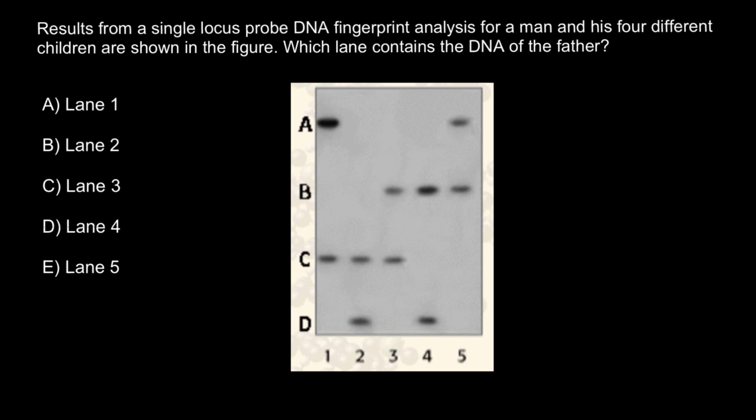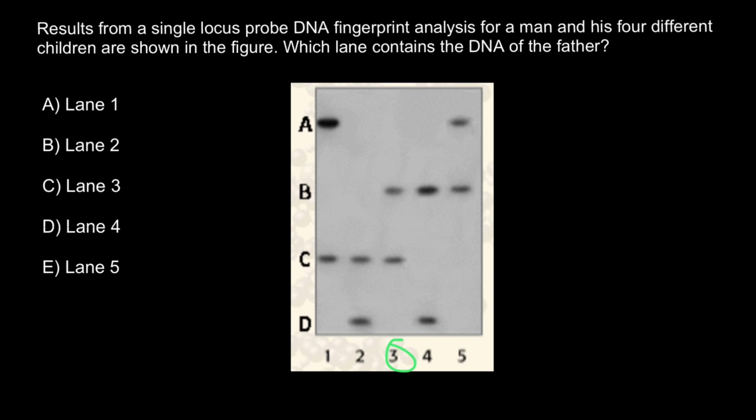Person number 2 also can be a child of person number 3 because they share allele C. And as for person 4, he also can be a child of person 3 because they share the B allele. And person number 5 also can be a child of person number 3 because they share the B allele. So we can say that person number 3 can be the father of the rest. But let's check all the answers as well.